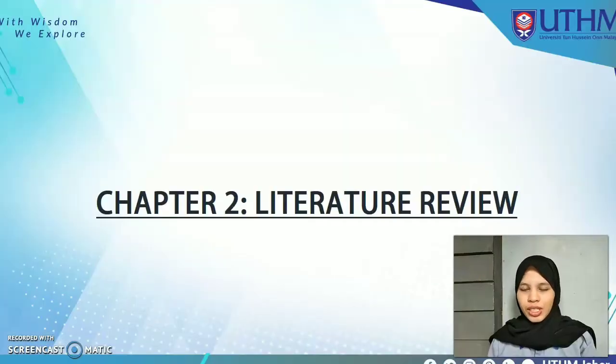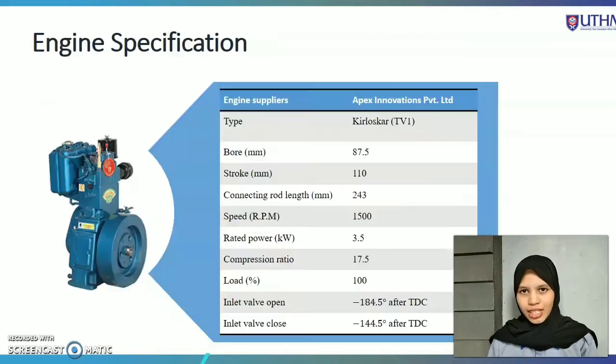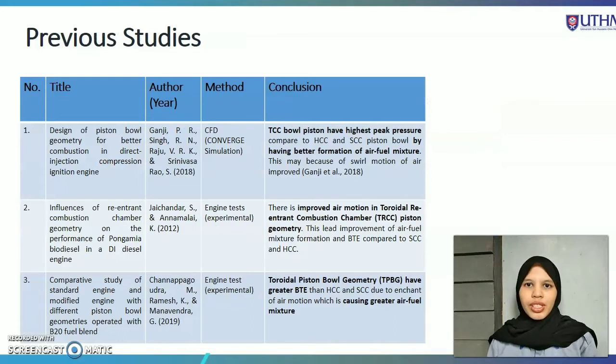In Chapter 2, a literature review is conducted towards the case study for better understanding. The piston bowls, hemispherical, toroidal, and shallow depth combustion chamber, will be referred to a study conducted by Ganji and Jayachandar. Then, the diesel engine that will be used is the Kirloskar TV1. In conclusion of the literature review, TCC, the toroidal shaped piston bowl, is found to develop better air motions that improve the air-fuel mixing and diesel engine combustion.